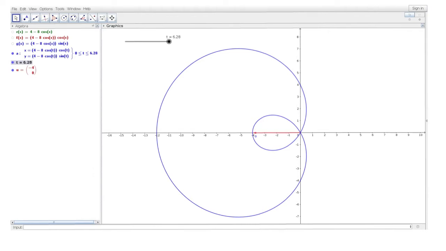And so now let's see if we can find the values of t for which we only have the inner loop and only have the outer loop. If we look for values where our radius r is 0, then we need values for 4 minus 8 cosine of theta equal to 0. Well, that's obviously going to happen when cosine of theta is 1/2.